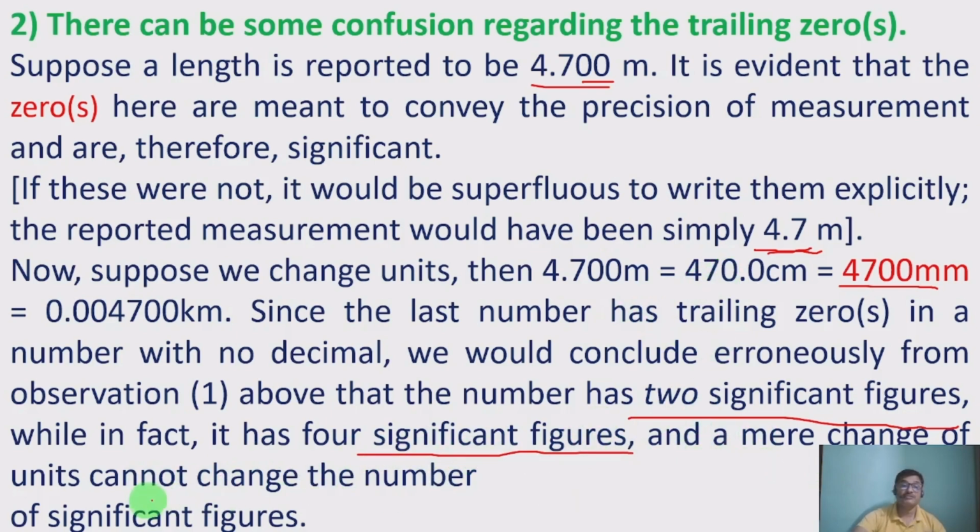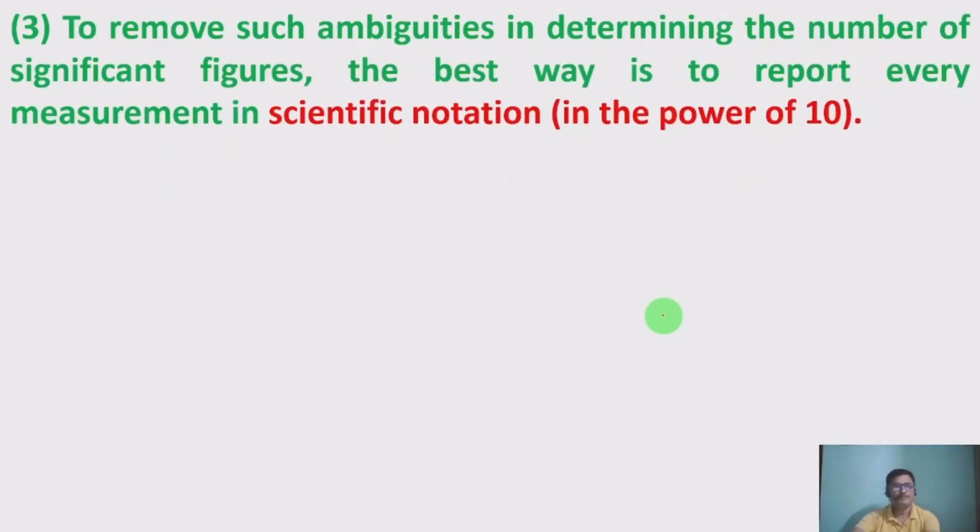And a mere change of units cannot change the number of significant figures. Here we are simply changing the units, and it should not lead to any change in the significant figures. That's why, by taking this one only, we cannot say it has only two significant figures, but it should have four significant figures. Then how can this be eliminated? There is a little confusion, but how it can be eliminated, we can discuss here.